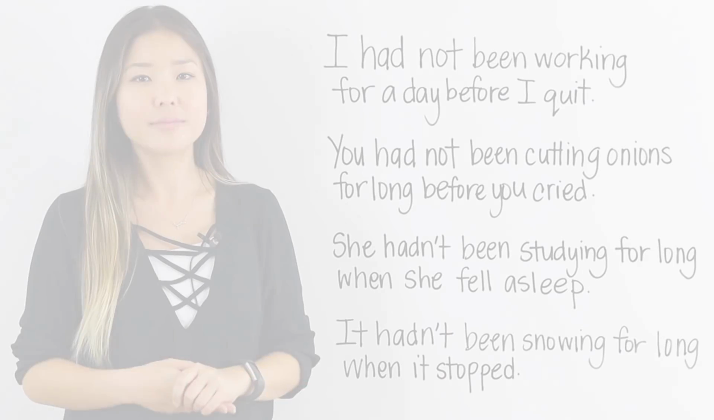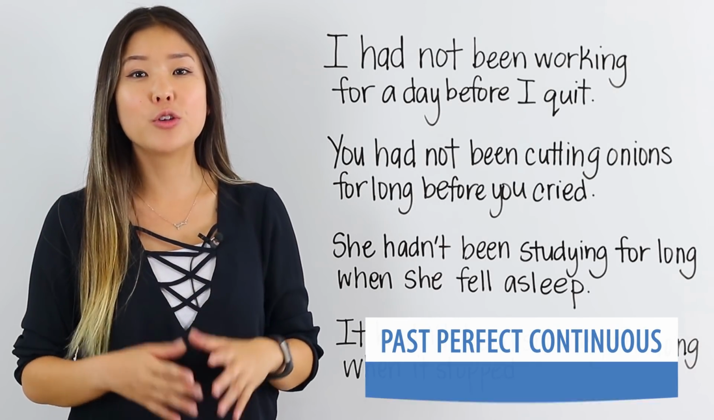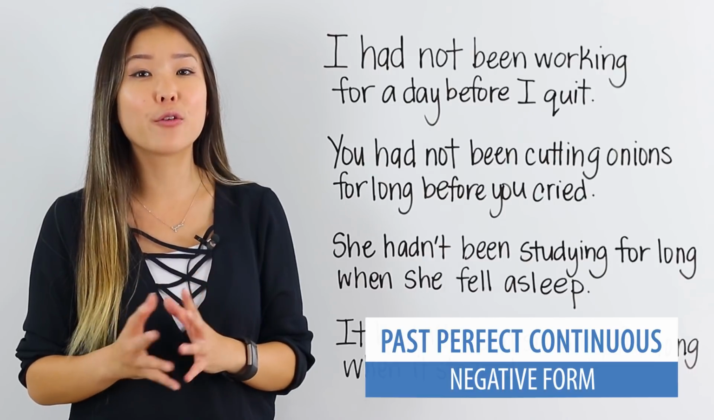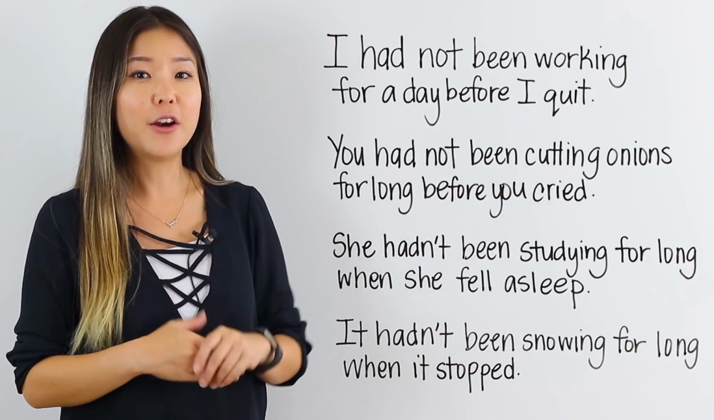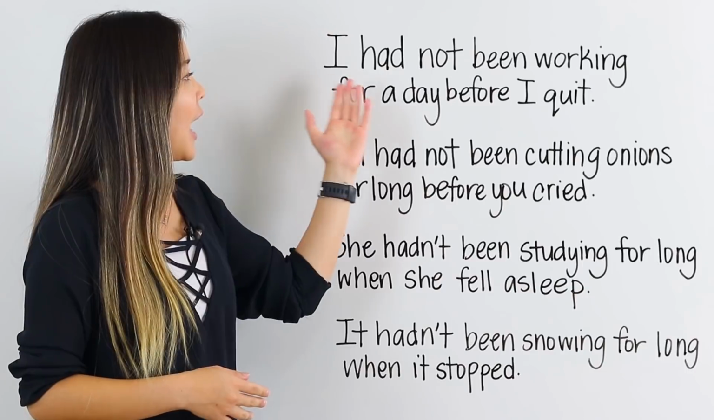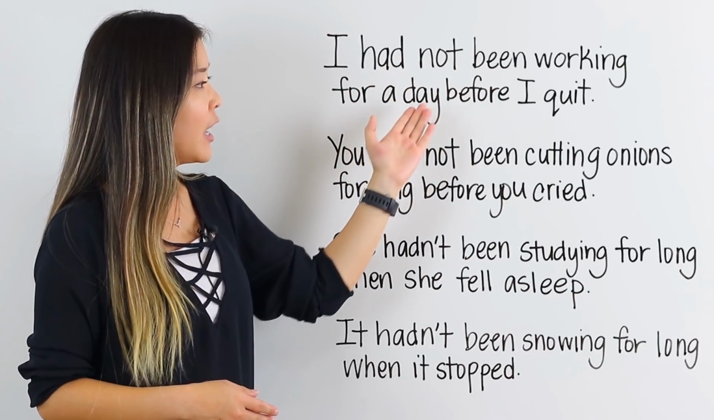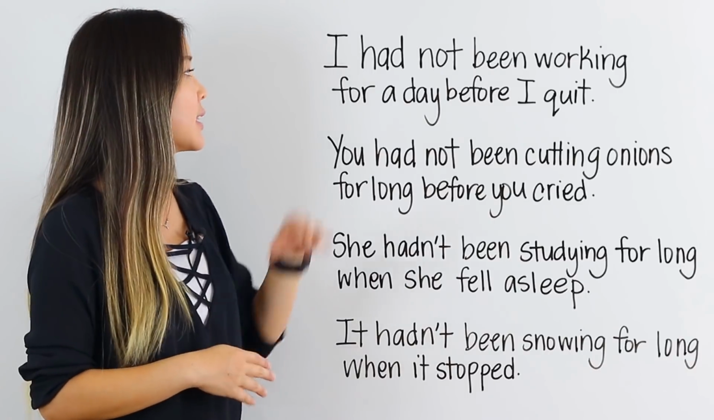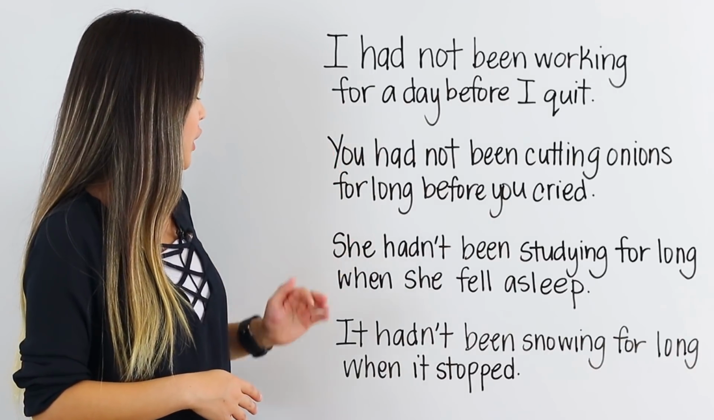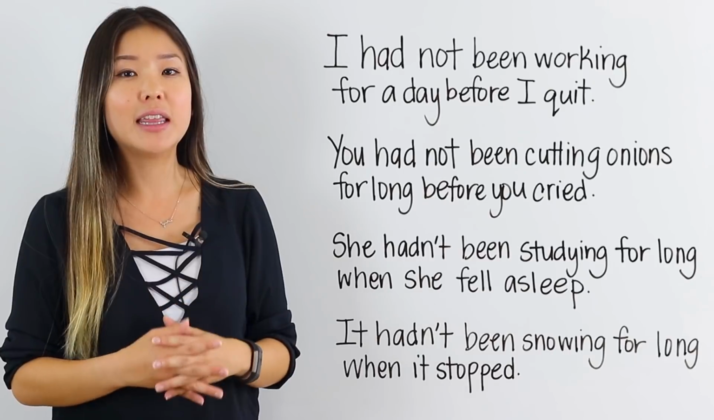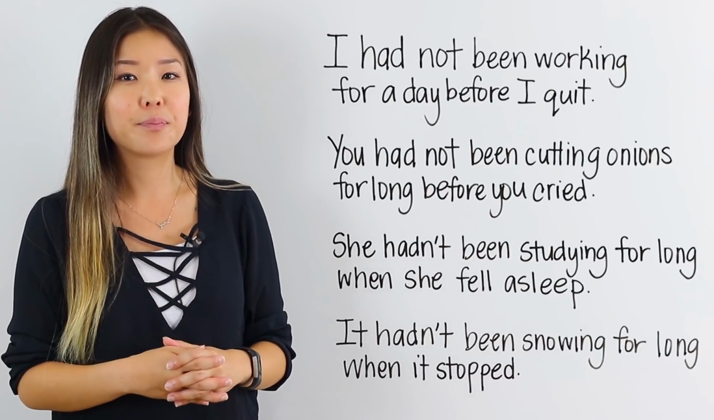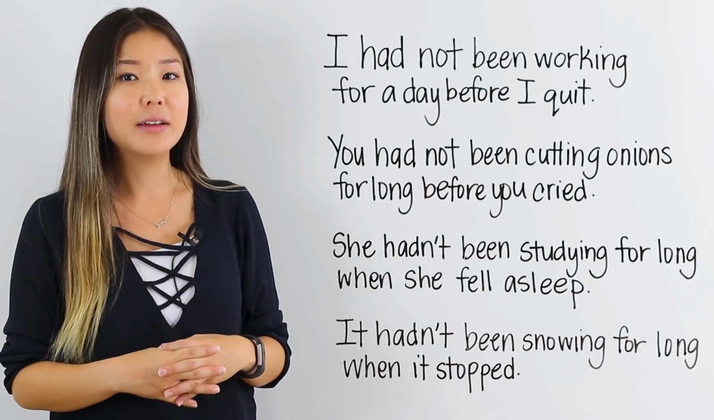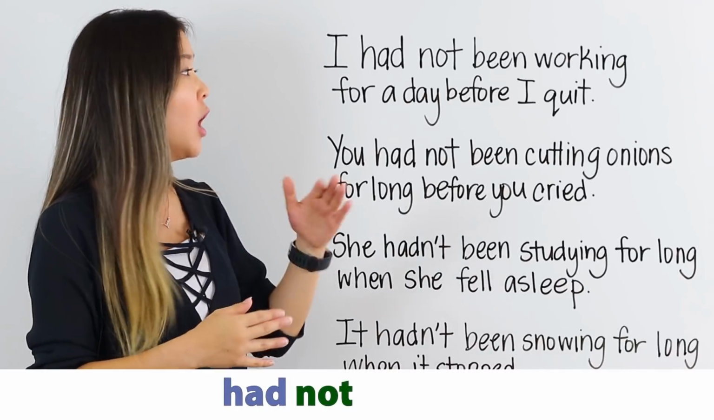Let's move on. Now, let's go into the negative form of the past perfect continuous tense. Here are some examples. I had not been working for a day before I quit. So, no matter what the subject, I, you, she, or it, just like in the affirmative, we say had. But after the had, in the negative form, we add not.